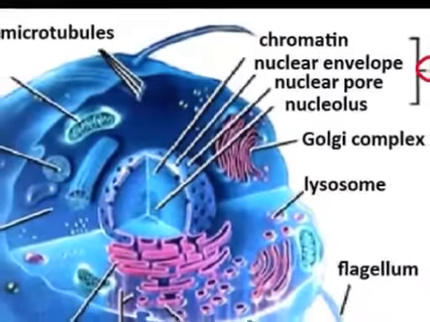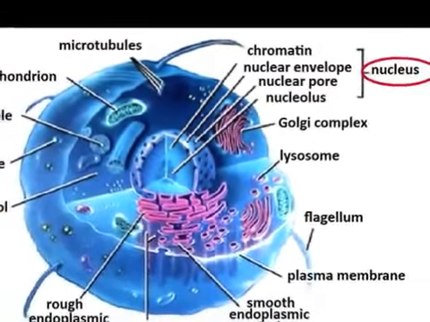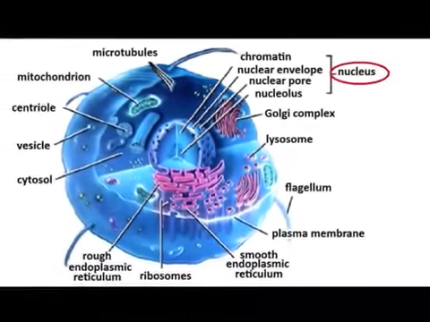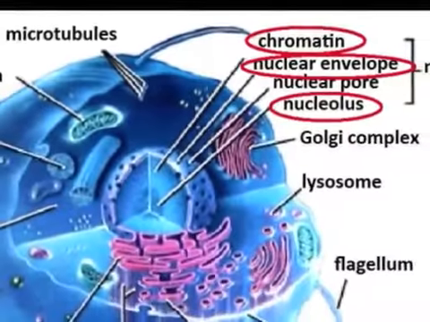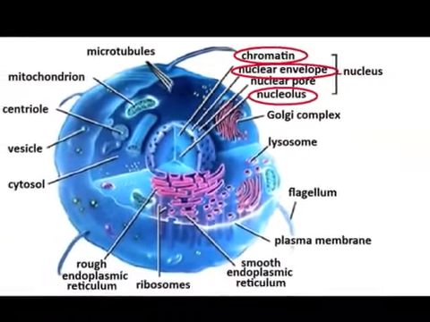The parts of a cell. Let's start off with the nucleus. A nucleus is the control center of a cell. It contains most of the cell's genetic material, and it's also the site of synthesis of ribonucleic acid, or RNA. It precisely duplicates its DNA in preparation for cell division.